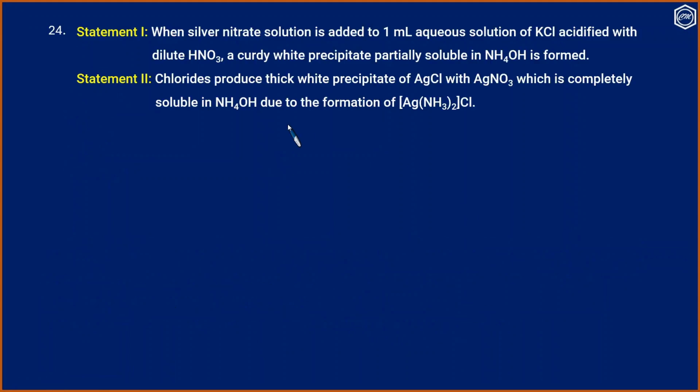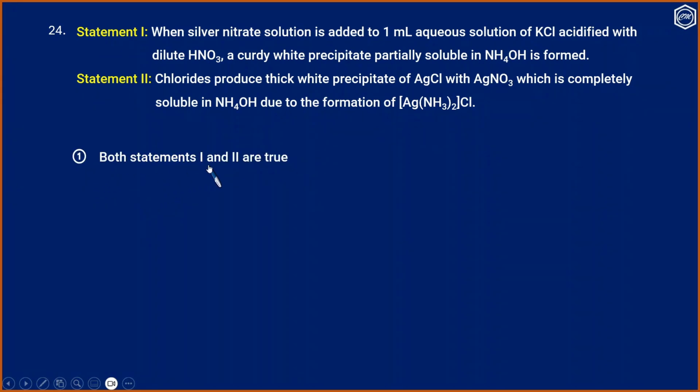Question number 24. Two statements are given here. Statement 1: When silver nitrate solution is added to 1 ml aqueous solution of potassium chloride acidified with dilute nitric acid, a curdy white precipitate partially soluble in ammonium hydroxide is formed. Statement 2: Chlorides produce thick white precipitate of silver chloride with silver nitrate, which is completely soluble in ammonium hydroxide due to the formation of [Ag(NH3)2]Cl.